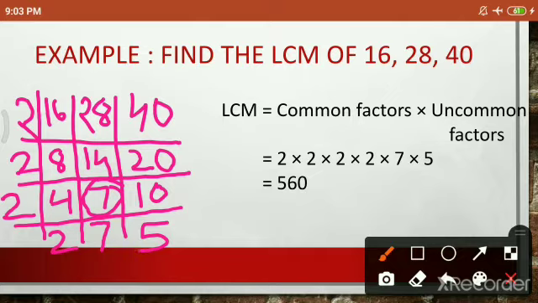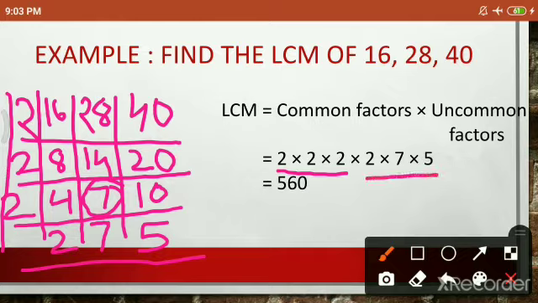Now see how you are going to find the LCM. While finding the HCF we need only our common factor, but while finding the LCM we need our common factor as well as the uncommon factor. Clear? So it means that we will take both the factors which you have written on the left hand side as well as our remainder. So our common factor is 2 into 2 into 2, and our uncommon factor means you have to take the remainder. Remainder is our uncommon factor, that is 2 into 7 into 5.